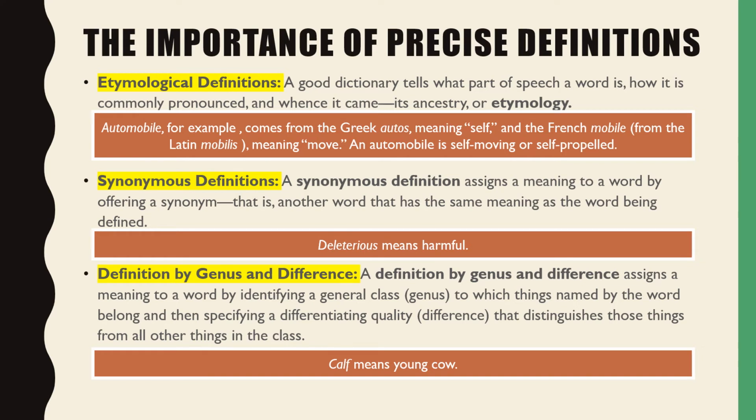Etymological definition means that a good dictionary tells what part of speech a word is, how it is commonly pronounced, and whence it came, its ancestry or etymology. Automobile, for example, comes from the Greek word autos, meaning self, and the French mobile from the Latin mobilis, meaning moved. An automobile is self-moving or self-propelled.